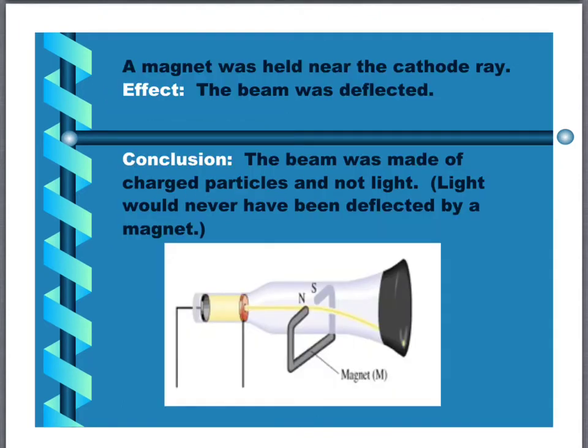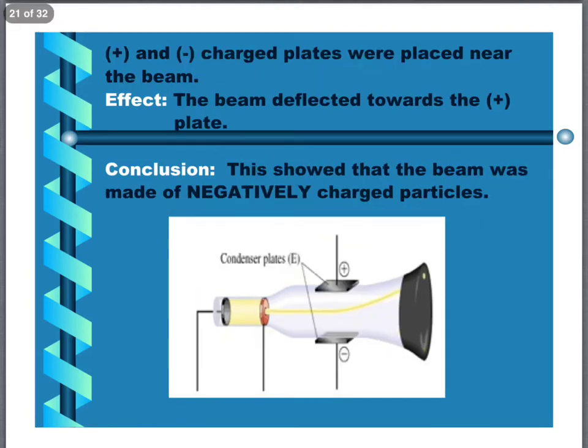These are some of the experiments that JJ Thomson did, and you can write down this information at the bottom of your notes. One of the experiments that he did was he held a magnet near the cathode ray, and the effect was that the beam ended up being deflected. Here you can see the beam going down. And what Thomson was able to conclude is that the beam was made of charged particles, and therefore it couldn't be light, because light would have never been deflected by a magnet.